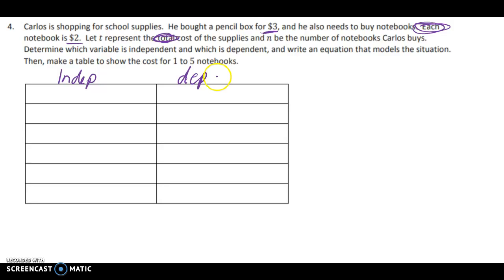So total cost, that's going to be my dependent variable, because how much I have to pay all depends on what I buy. So let's see. T represents the total cost of supplies, and N represents the number of notebooks. Now, here we go. We're going to do this very, very quickly. We are going to determine the independent and dependent variable. Next, we are going to write an equation that models our situation. And then finally, we are going to make the table for notebooks 1 through 5.